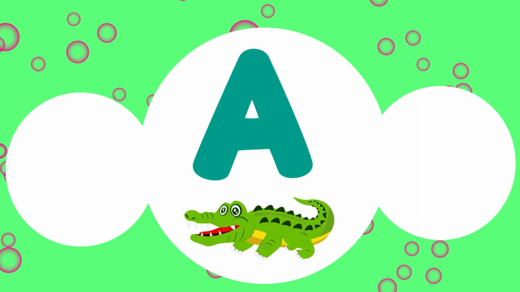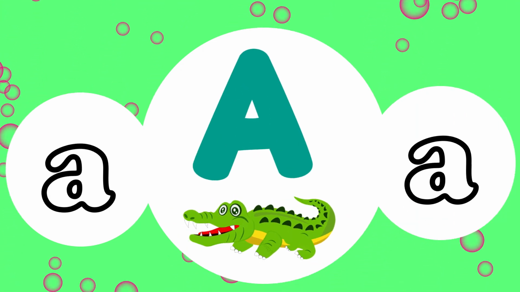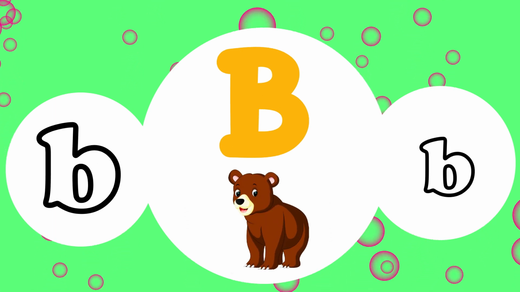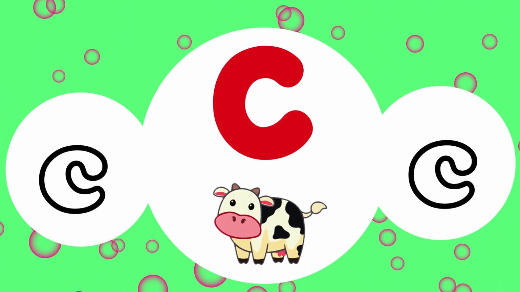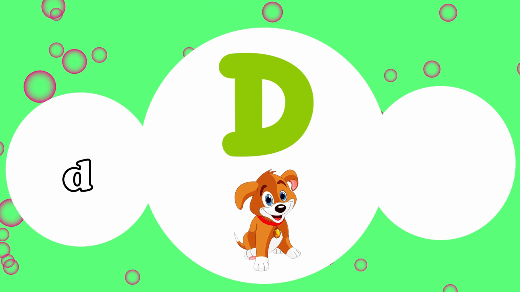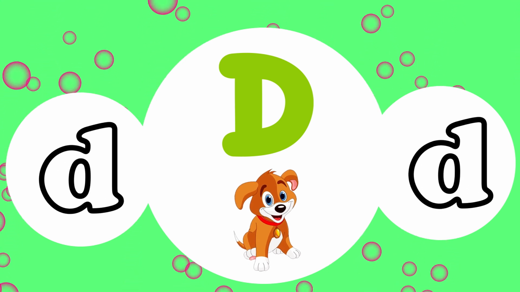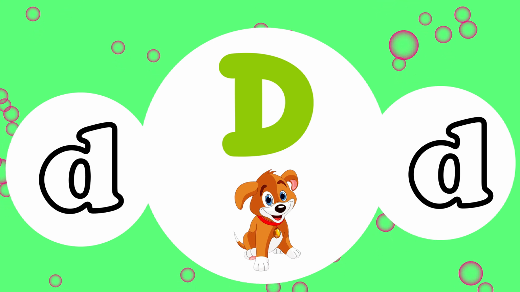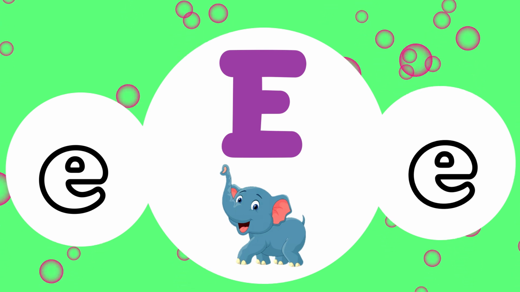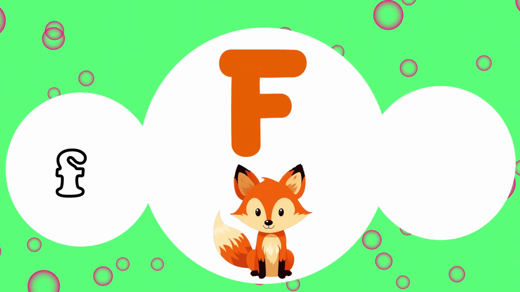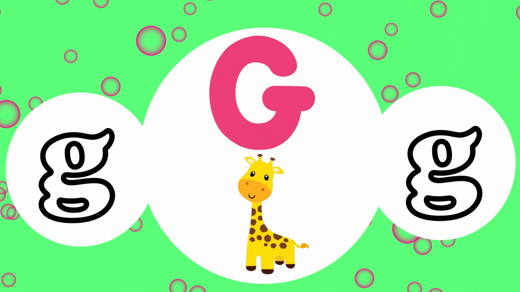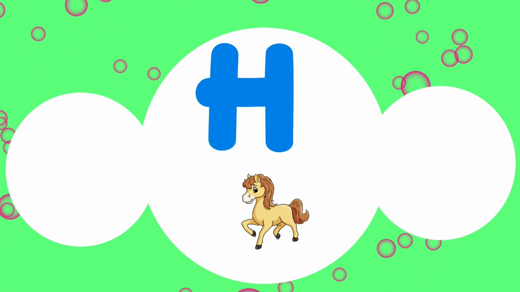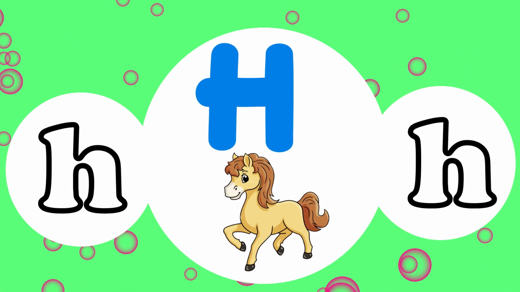A is for alligator. B is for bear. C is for cow. D is for dog. E is for elephant. F is for fox. G is for giraffe. H is for horse.